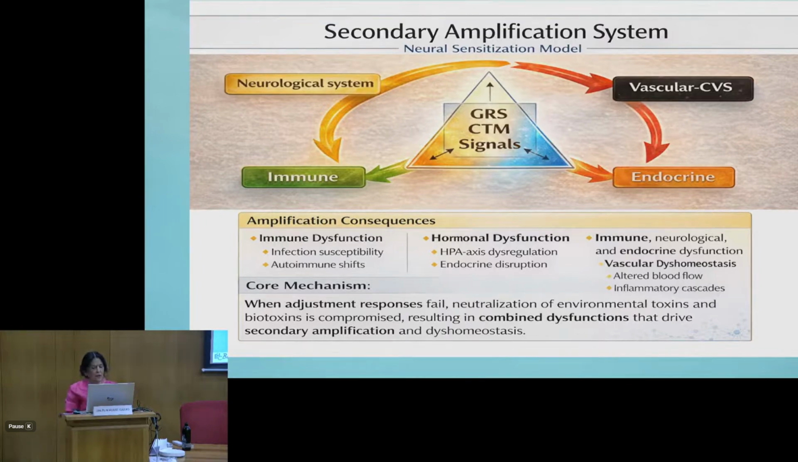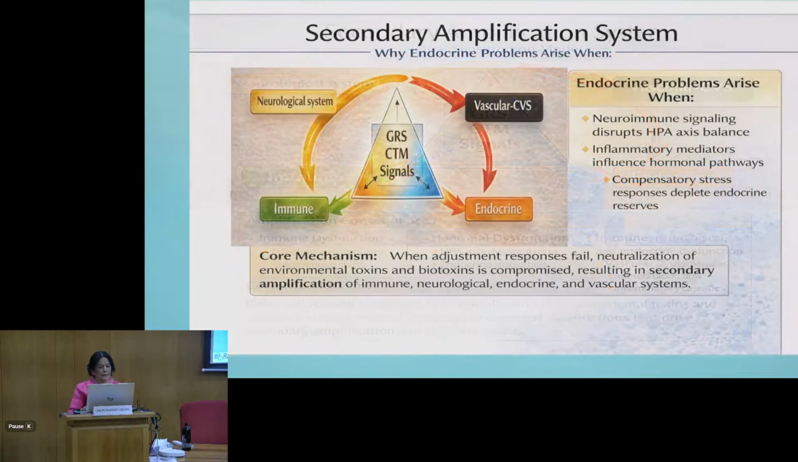And then there is the hormonal dysfunction, where there is HPA axis dysregulation, and there is a vascular dyshomeostasis, where there is an altered blood flow, microcirculation gets affected, and brain functioning goes down, and the inflammatory cascade is triggered. So again, this shows the same secondary amplification system augmentation.